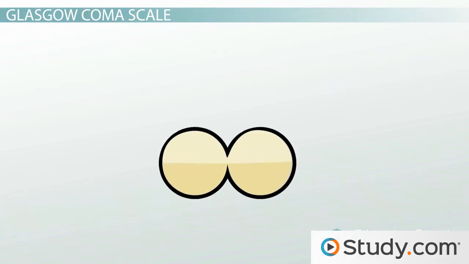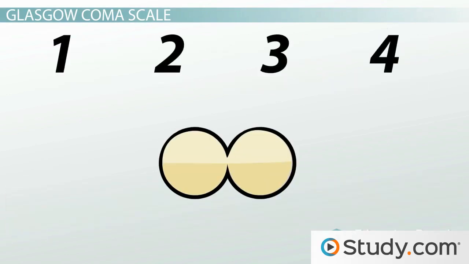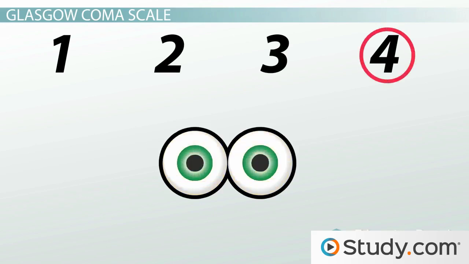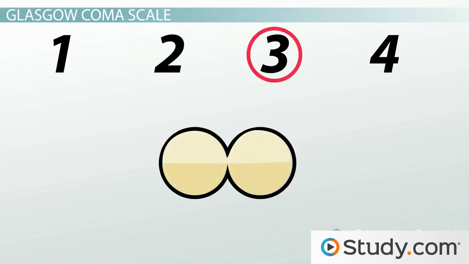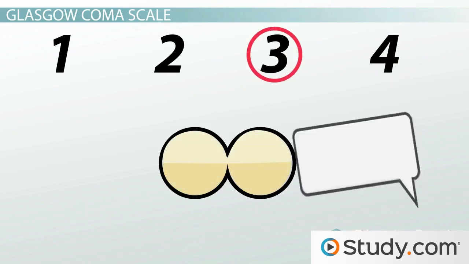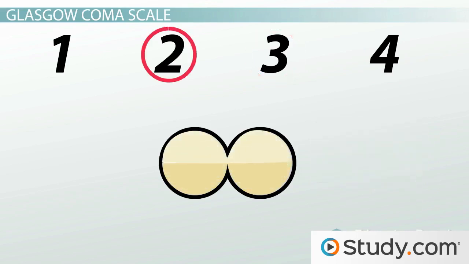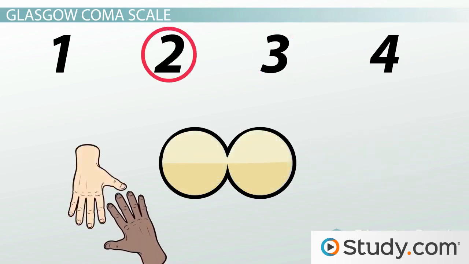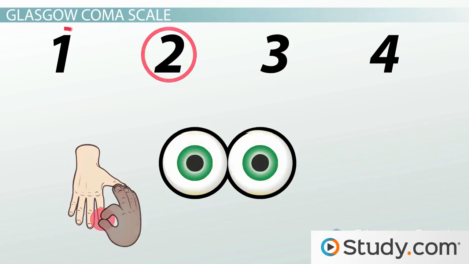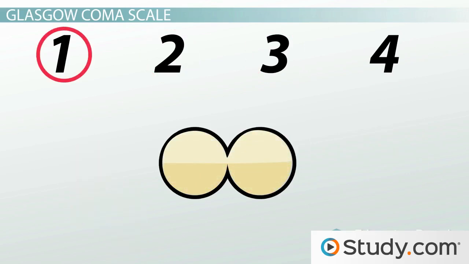For the eye-opening response, there are 4 grades. A 4 is given to a patient that opens their eyes spontaneously, that is to say, without external stimuli. A 3 is given to a person who only opens their eyes to a verbal cue. A 2 is if the eyes only open in response to a painful stimulus. And a 1 is if they do not open at all.